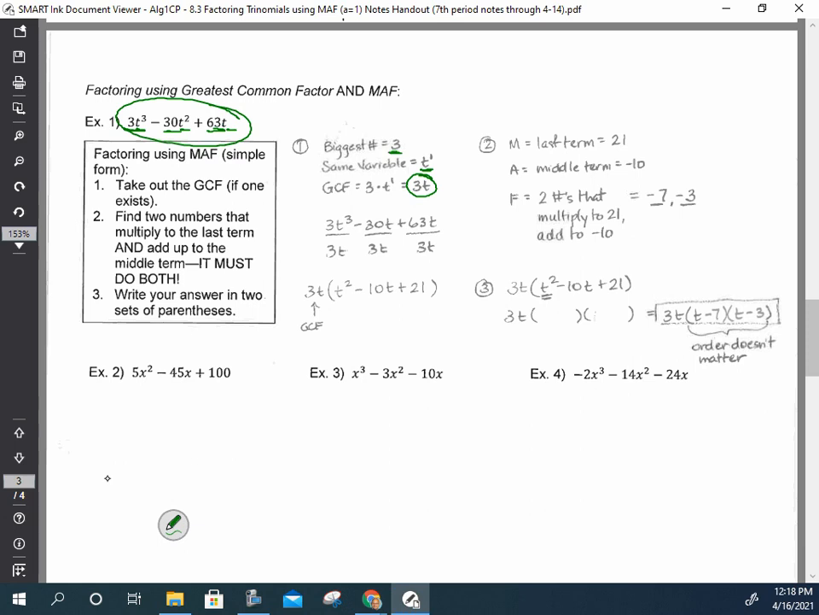Greatest common factor is 3t. So that's why we spent the week doing greatest common factor. If you have a GCF, you must divide it out. Point blank, period, end of story. You have a greatest common factor, divide it out.